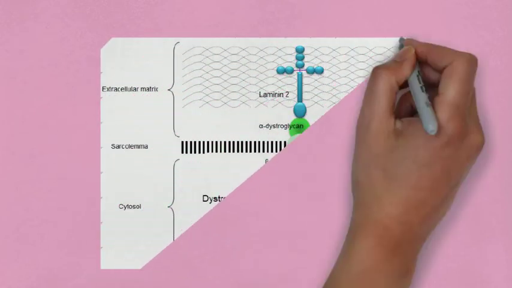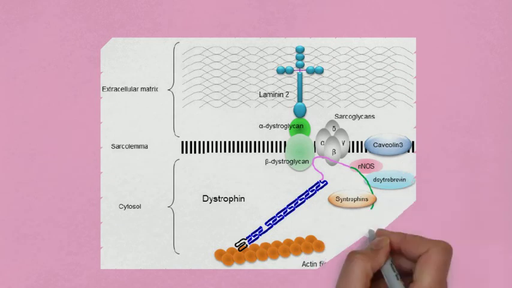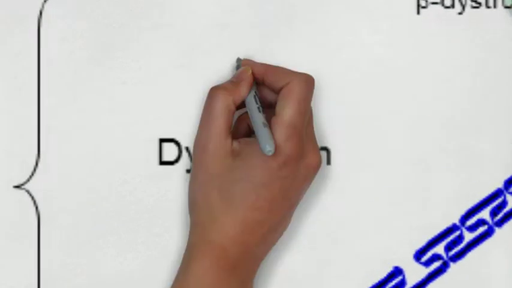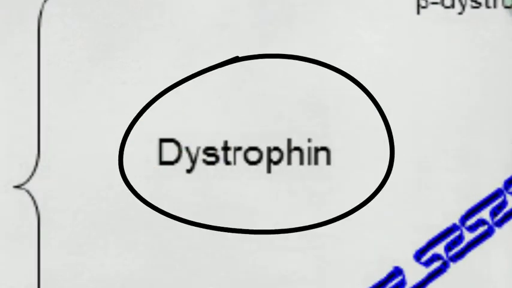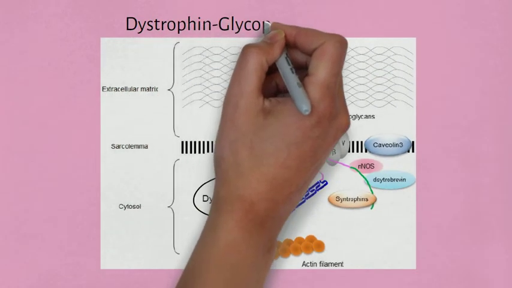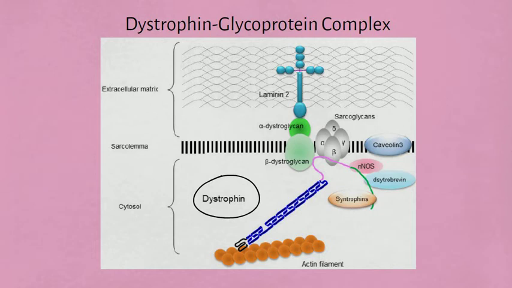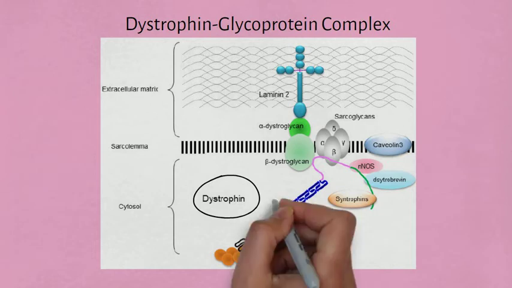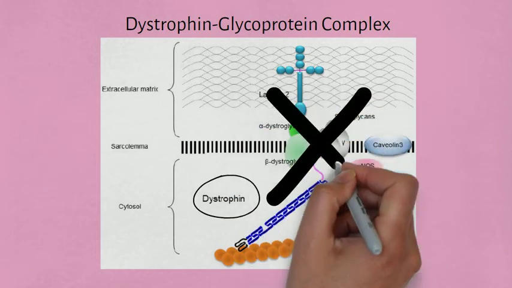It is characterized by a loss of dystrophin, which is a protein that acts as an anchor, linking the intracellular actin network to the extracellular matrix by binding to a complex of proteins on the sarcolemma membrane called the dystrophin glycoprotein complex. Without dystrophin, the entire complex is absent from the sarcolemma membrane.